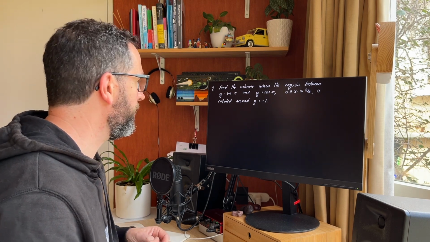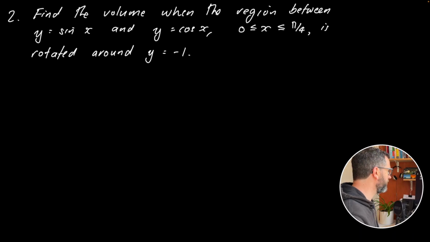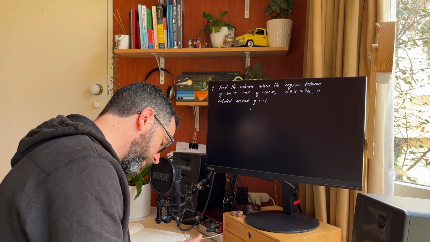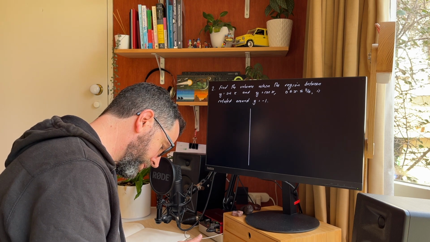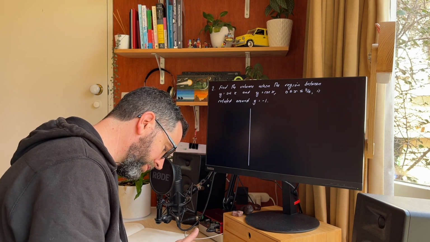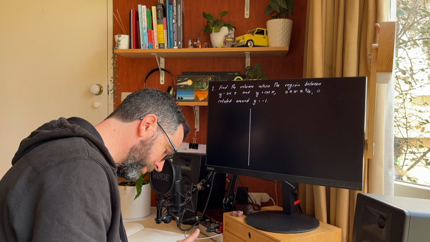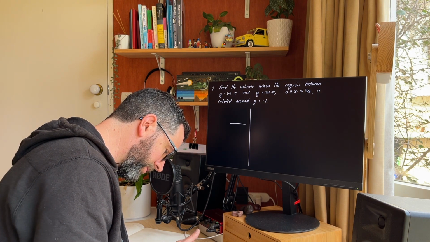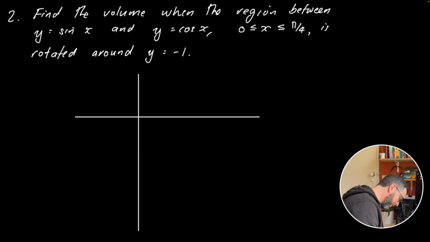So find the volume when the region between sine x and cosine x for x between 0 and pi over 4 radians is rotated around y equals -1. So first thing we've got to do is just get a sense for what this thing actually looks like. So let's draw ourselves some axes. Now y equals -1 is, so I need to make sure I leave some space down below the axis here because this is going to end up going a bit negative.